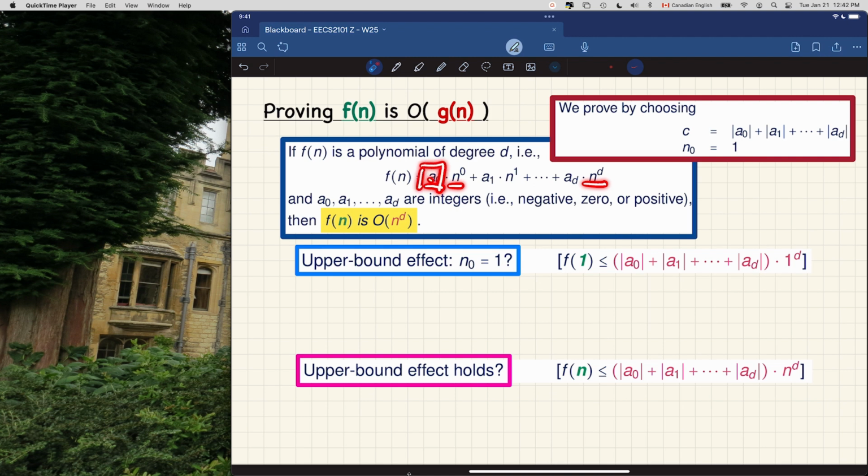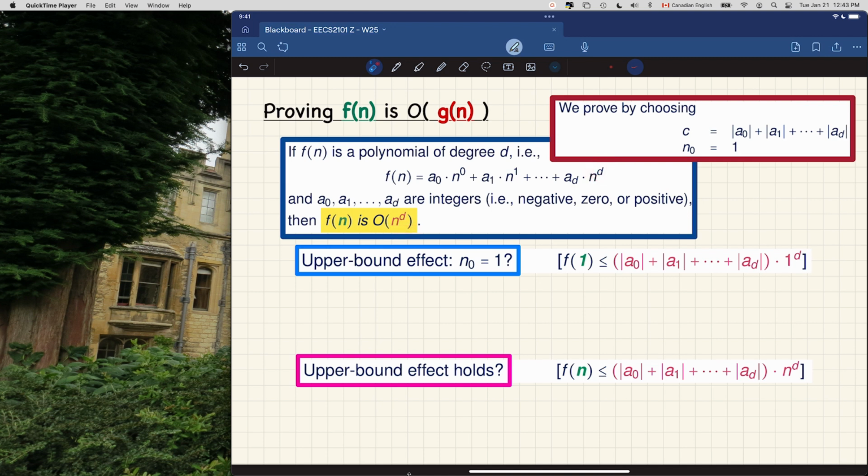Let's say A0, A1. So you can see the pattern here. To the power of 0, I got A0. To the power of 1, I got A1, etc. That's a general form for running time. And then this tells you that you can always prove that given this particular running time, the big O family should be n to the D, the highest power. But how do you prove it?